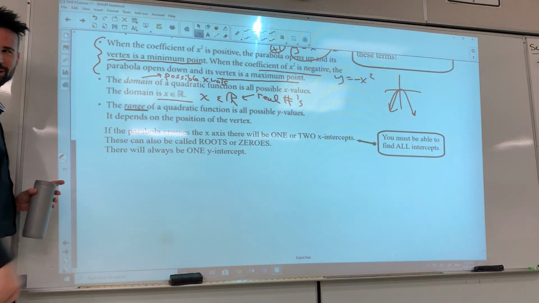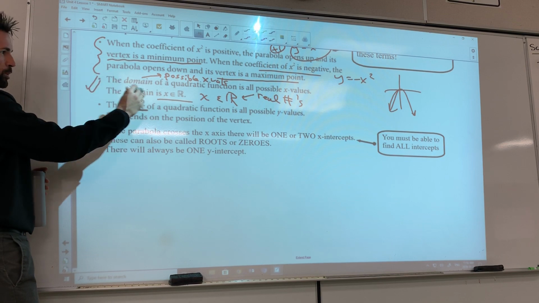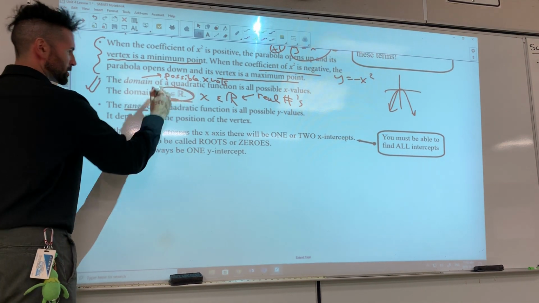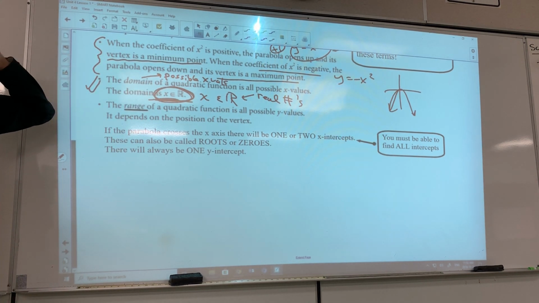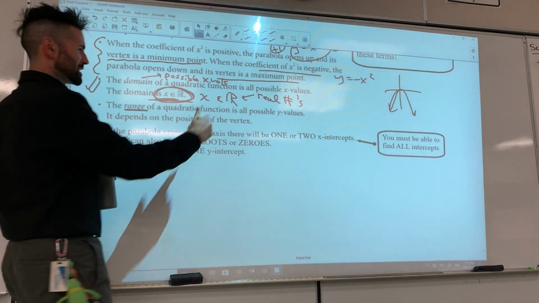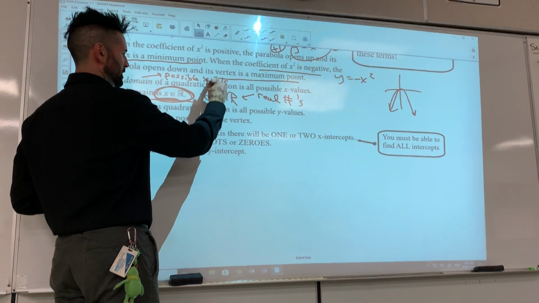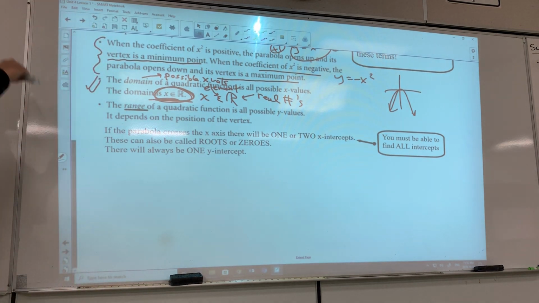That's boring anyways. Okay, so that's the domain. Domain is always, always, always x element of the reals. I can give you any parabola, and without even looking at it, in grade 11 you can tell me the domain. Everyone's clear? So what's the domain of a parabola? X element of the reals. This is just the Greek symbol for the word element. It means that x is part of the real numbers.